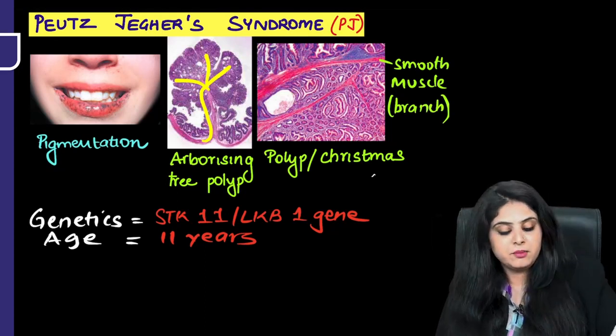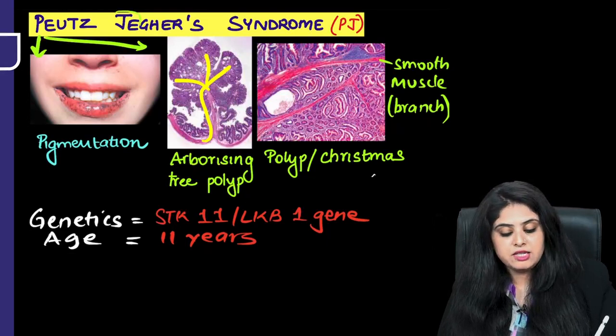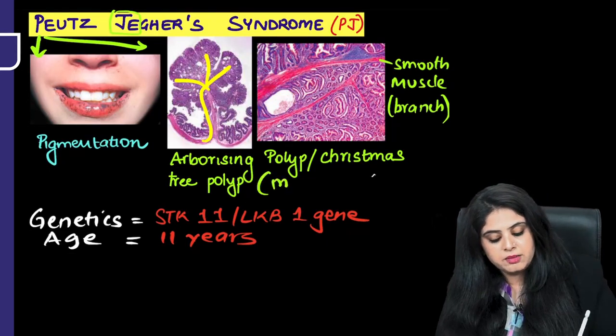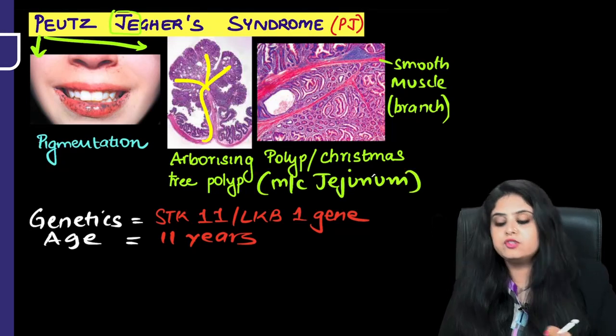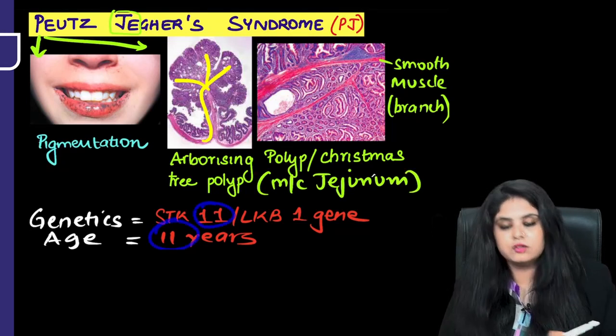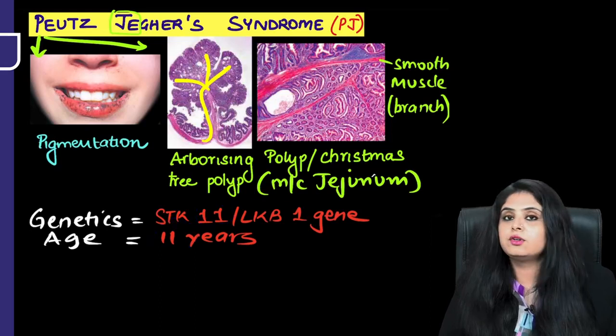So as I said, P for pigmentation and P for polyp. But where are the polyps seen? JE for jejunum. The polyps are most commonly seen in the jejunum, and that completes your Peutz-Jeghers. Remember STK11, age also 11. I hope everyone is sorted with this.